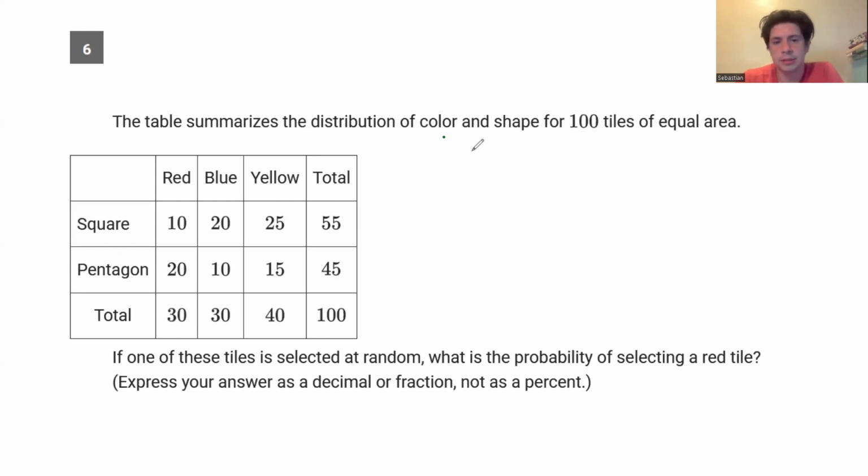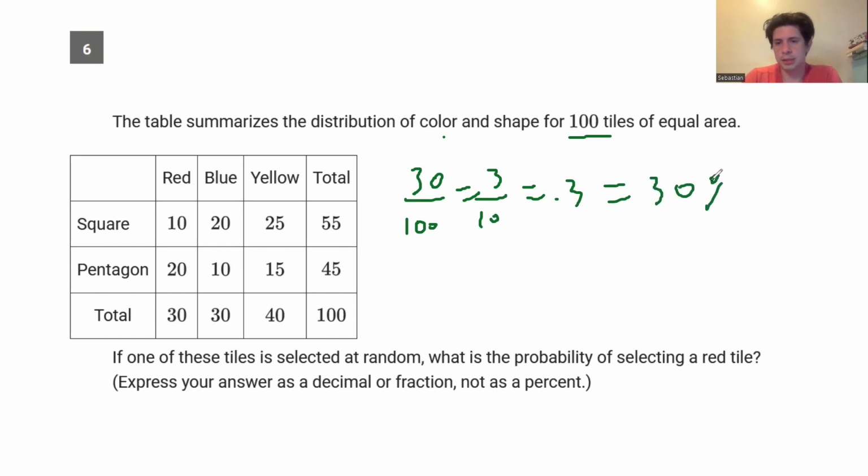Okay, so the table summarizes the distribution of color and shape for 100 tiles of equal area. So then there's the table. If one of these tiles is selected at random, what is the probability of selecting a red tile? So it says red tile, there's 100 total, which is nice. We don't do the math. They tell us that. And then it is saying selecting red tiles, right? There's 30 total of that. So we're going to do 30 out of 100, which is 3 over 10, which is, right, 0.3 or 30%, right?